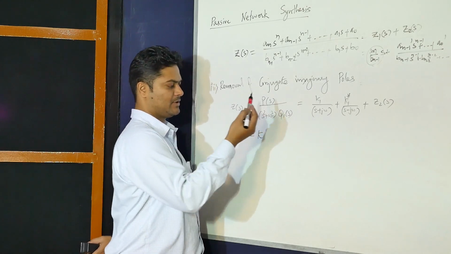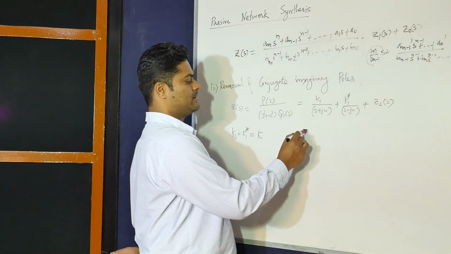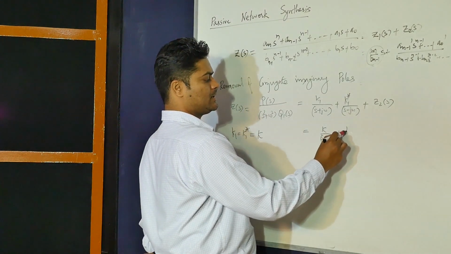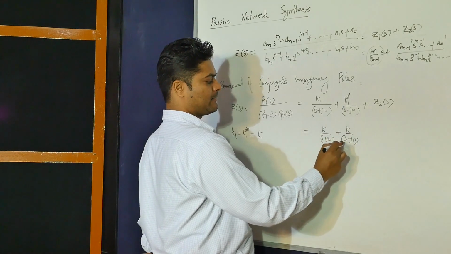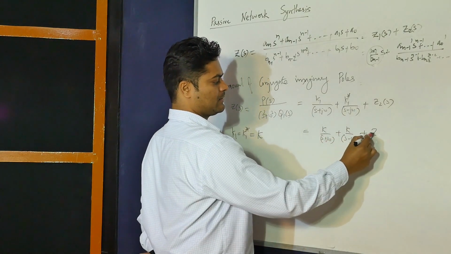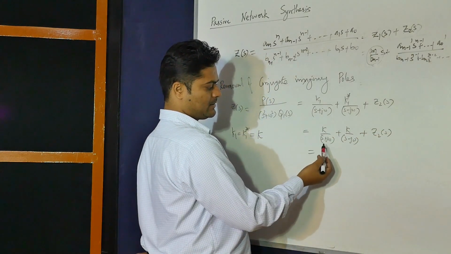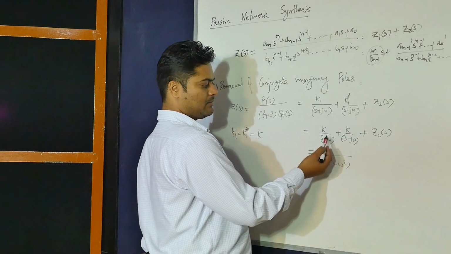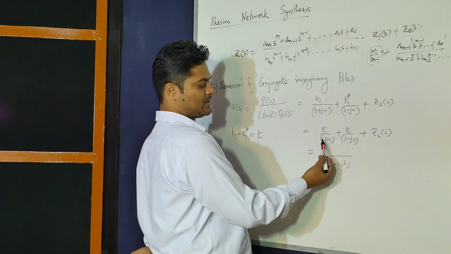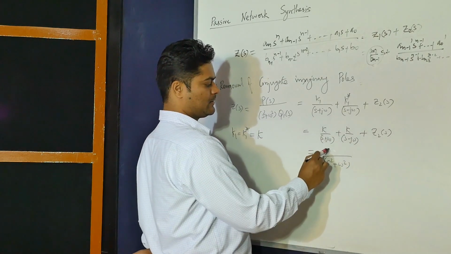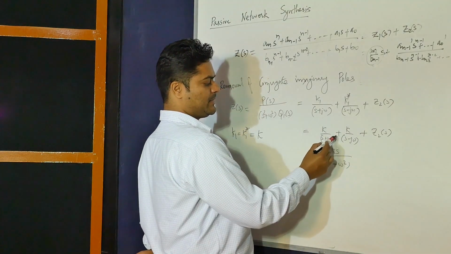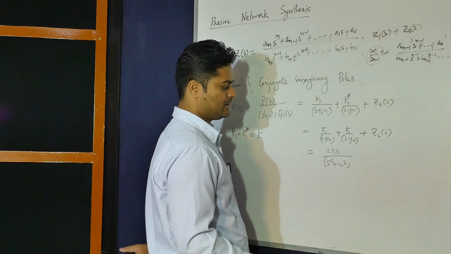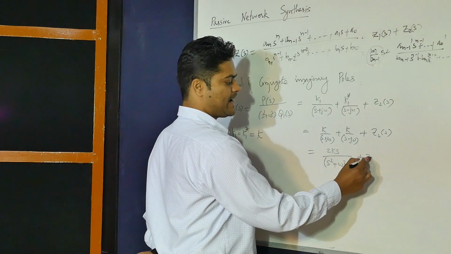Let me take it as some K only. So I can write K by S plus J omega plus K by S minus J omega. So I can write this further as over S square plus omega square. But what happens to this numerator? K into S, 2KS. The other terms, plus JK omega minus JK omega, get cancelled. So we have this.